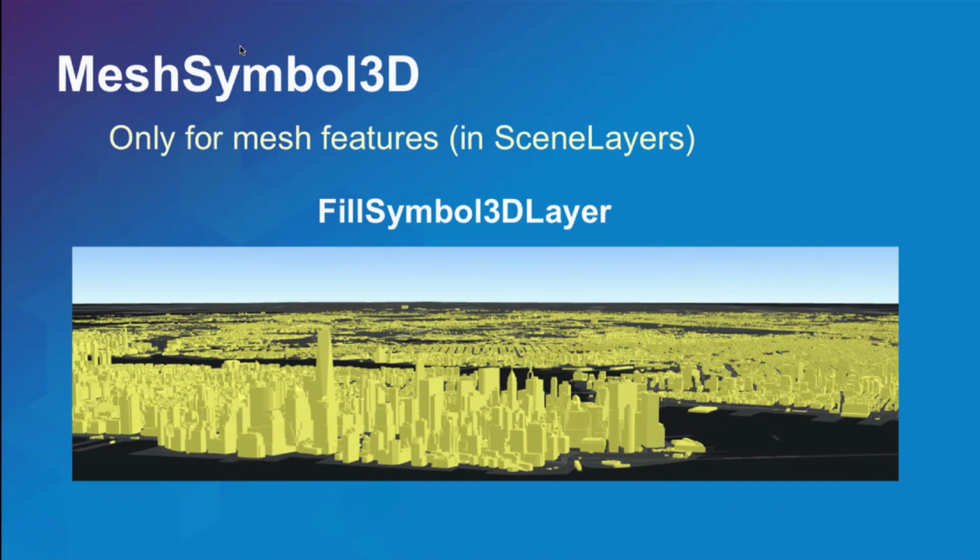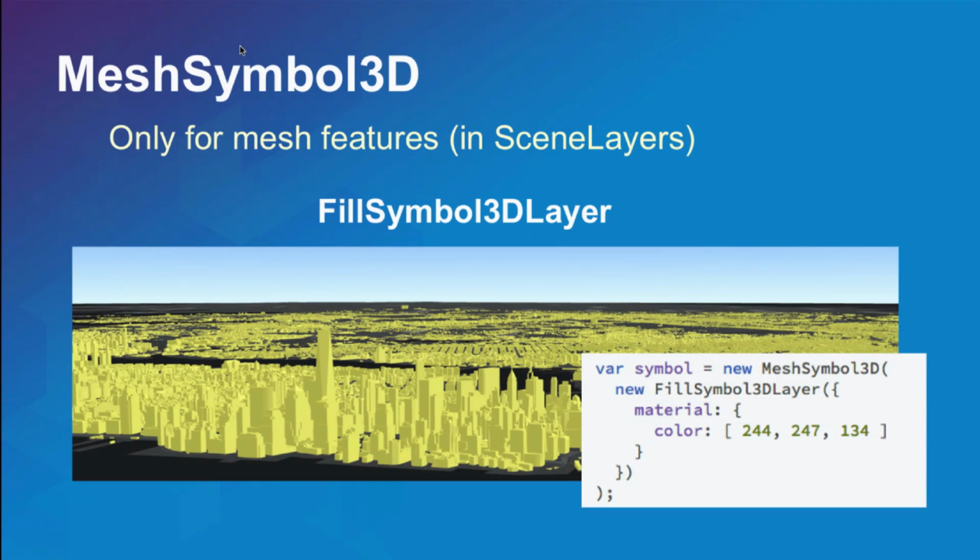And then there's only one symbol layer available for the mesh symbol 3D, and that's the same one as you can use in the polygon. That's the fill symbol 3D layer. You don't define size there because that's inherent in the geometry type. You just define color.